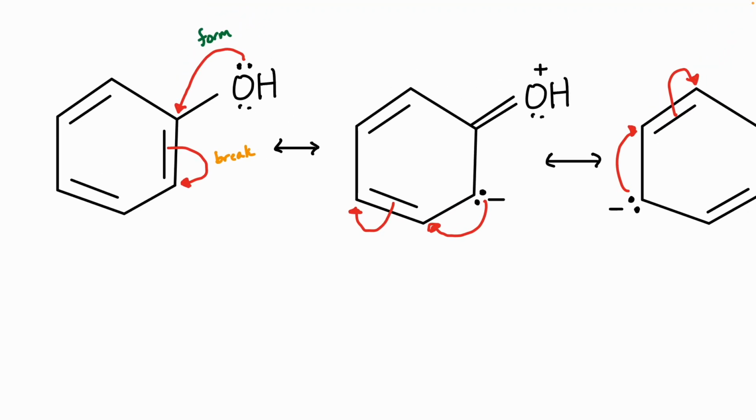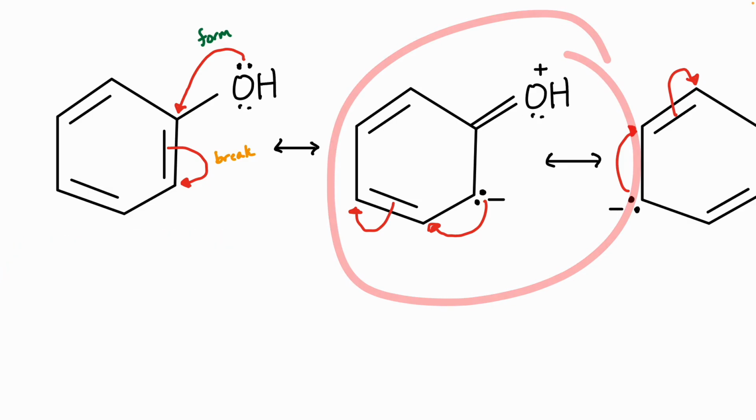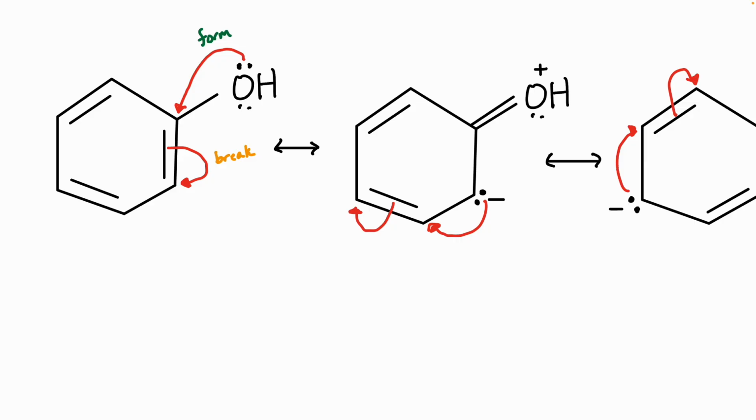Now, although they're all true at once, they're not all equally stable. If we want to just take these two examples here, our regular old phenol versus this first resonance structure that we drew, which one do we think is the more stable resonance contributor? The one on the left or the one on the right?